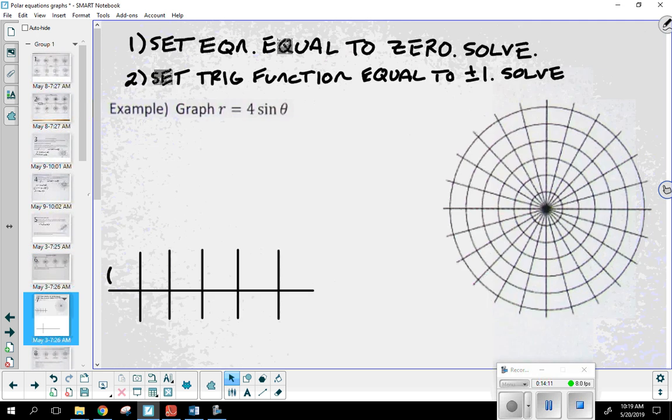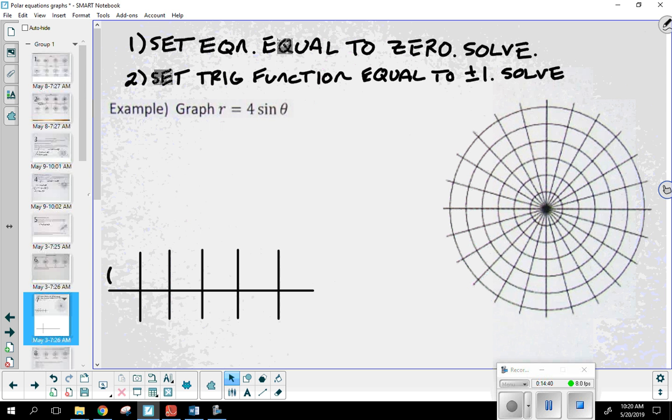Okay, now every one of these special graphs is going to have a couple of, I'll say, strategies or rules that you want to go ahead and follow as you attempt to sketch them. For a circle, you want to do these 2 things. One, set the equation equal to 0 and then solve. Okay, and then 2, set the trig function. Now you'll notice it doesn't say the equation. It says set the trig function equal to plus or minus 1 and then go ahead and solve.